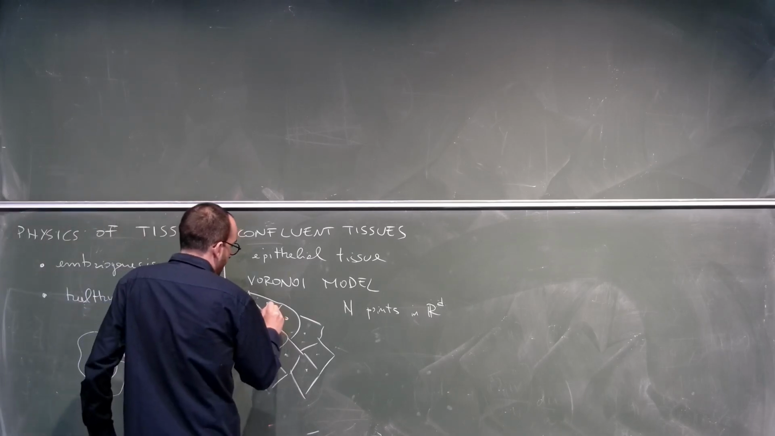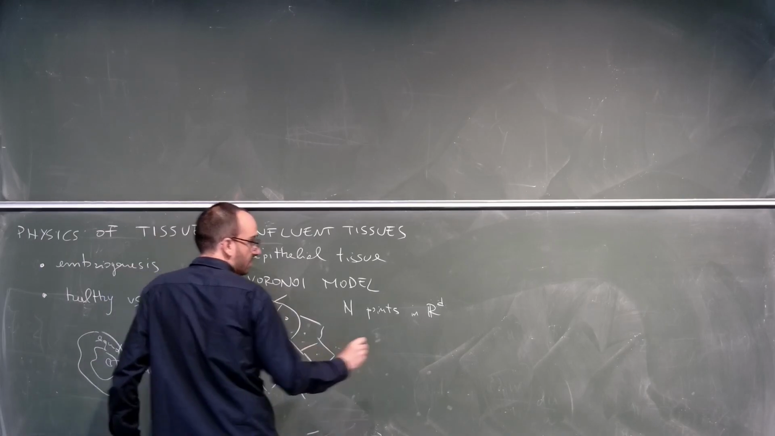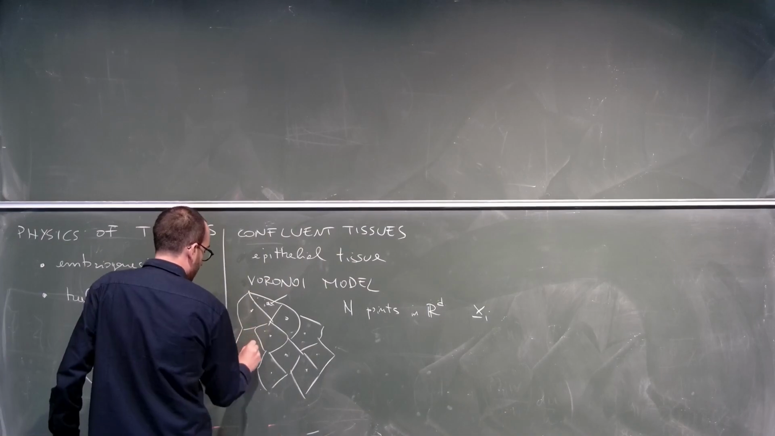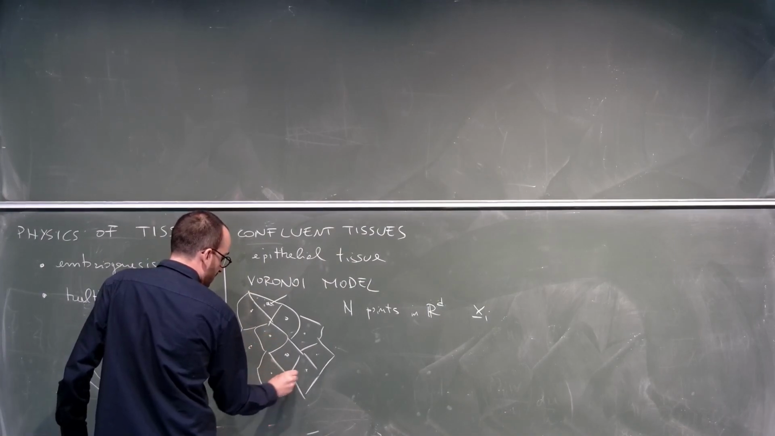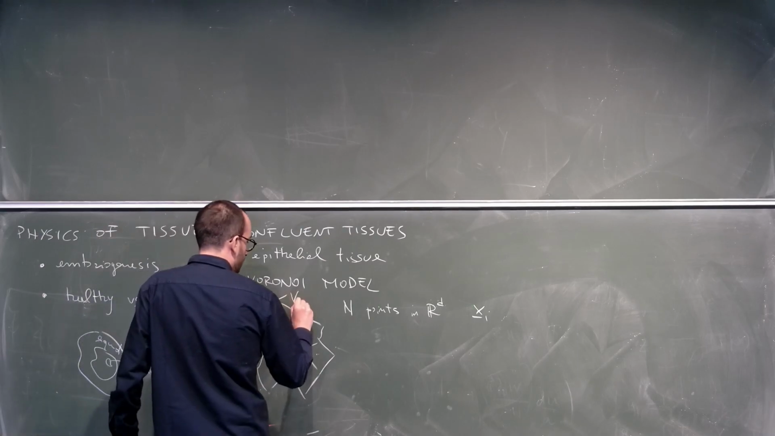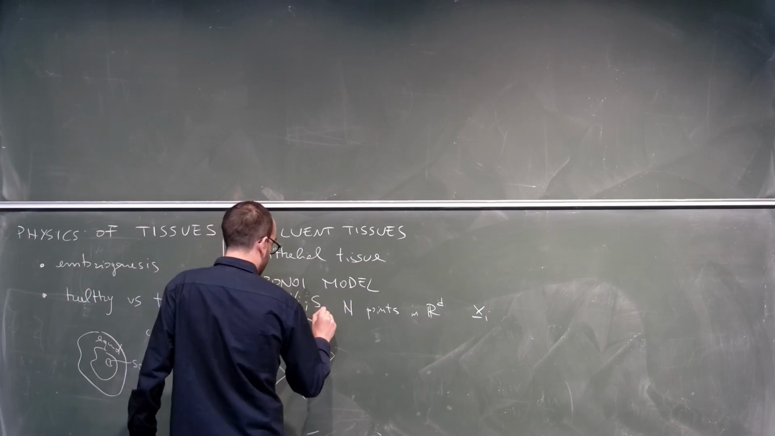So for each cell, I can define its volume. Let's say that this is the center of the cell i. So let's call x_i the center, the point from which you do the Voronoi construction. And for each cell, I have some volume and some surface.